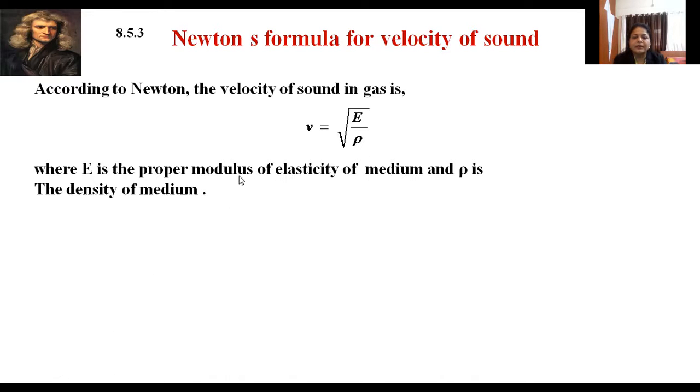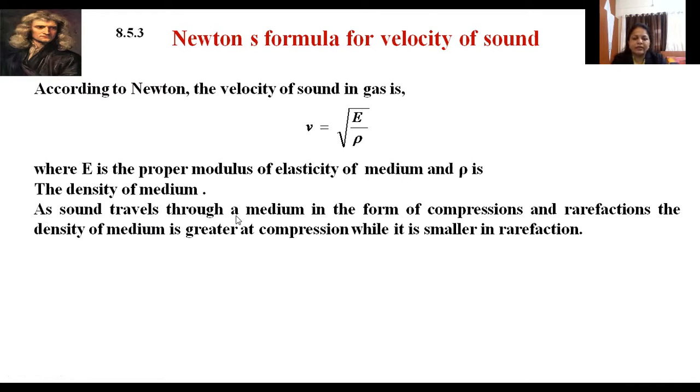आता इथे प्रॉपर मॉड्युलस ऑफ इलास्टिसिटी असं का म्हणलंय की जो काही आपण मीडियम कन्सिडर करणार आहोत त्याची इलॅस्टिक प्रॉपर्टी किंवा त्याचा जो मॉड्युलस ऑफ इलॅस्टिसिटी आहे तो आपल्याला या ठिकाणी यूज करायचा आहे. So this is the general form of Newton's formula, that is V is equal to under root E upon rho.